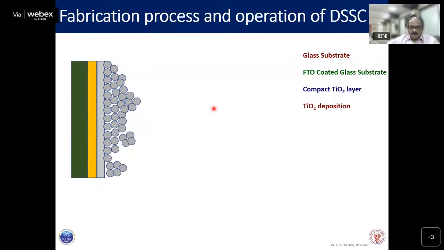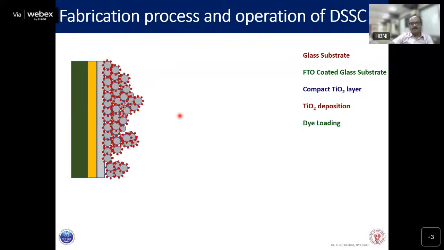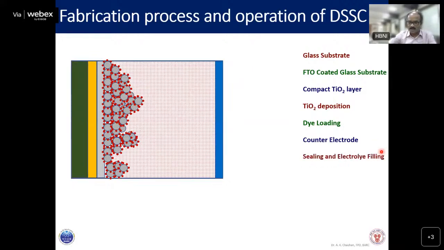And after that, you try to deposit dye. And how do you deposit dye? You dip it in a prepared dye solution. After dipping for some predefined time, you get this kind of structure where on these nanoparticles, a very thin layer or monolayer of the dye is deposited over the TiO2 nanoparticles. This process is called dye loading. Dye loading means loading of dye over the semiconductor particles.